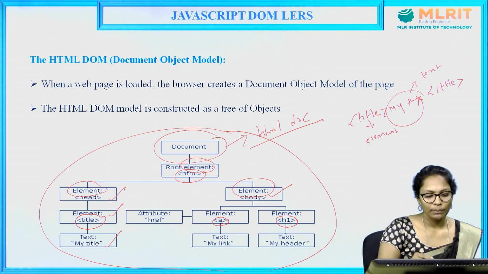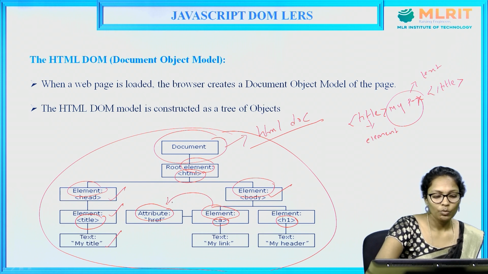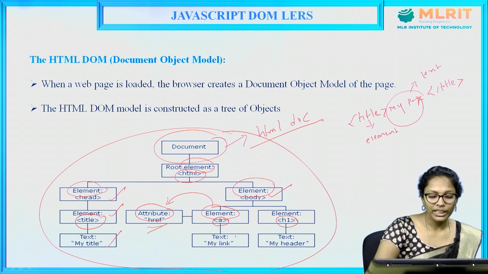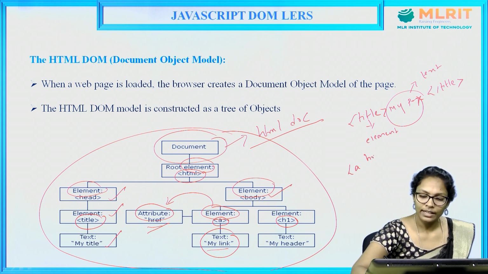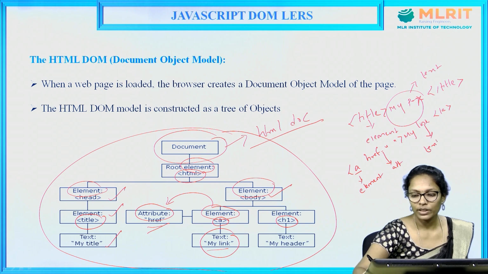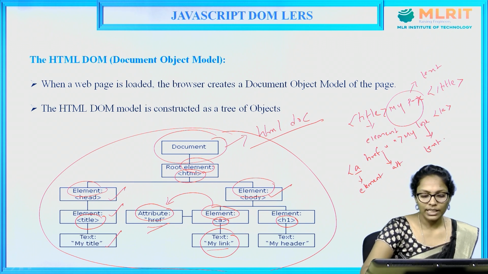Under this a element, again I have another term, that is attribute. This element is having one attribute. What is that attribute? href. And along with that attribute, it also has some text. What is that text? My link. For example, like this: a href is equal to some value I am giving, and I need to give some text. What is that text? My link. Then close this. So this is an element, this is an attribute, and this is the text associated with the element. The same way for H1, we are not giving any attributes here, but only text is there. What is the text? My header.